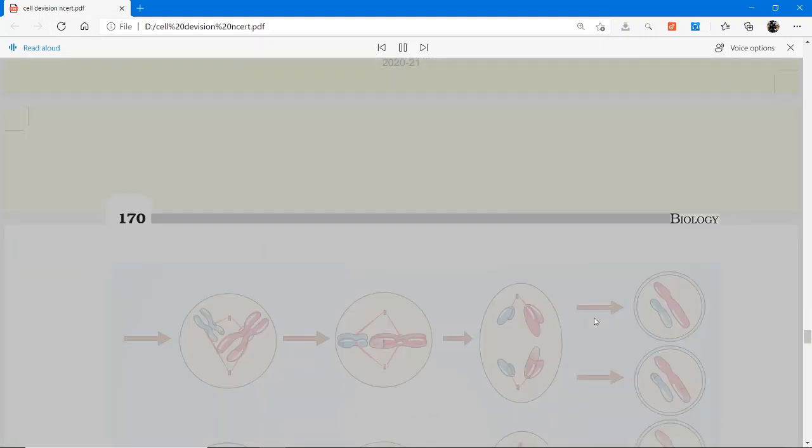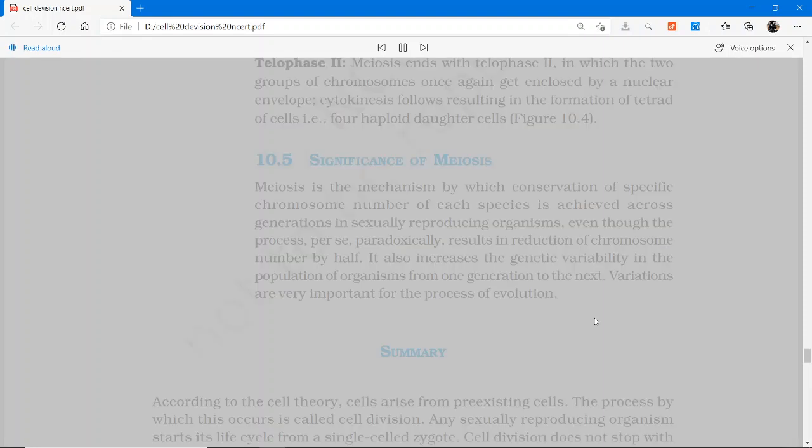Biology. Telophase II, meiosis ends with telophase II, in which the 2 groups of chromosomes once again get enclosed by a nuclear envelope. Cytokinesis follows, resulting in the formation of tetrad of cells, i.e., 4 haploid daughter cells, figure 10.4. 10.5 Significance of Meiosis.